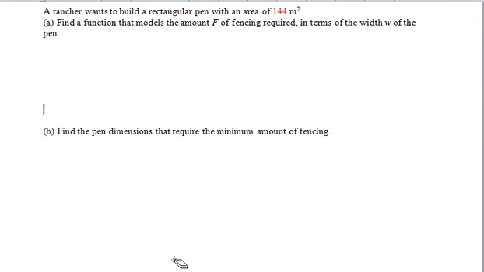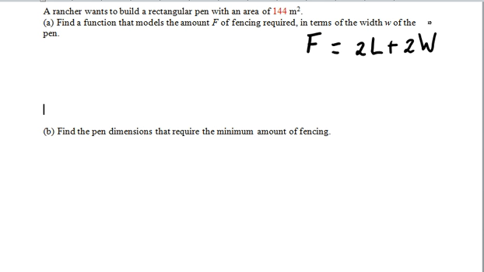Evantia wants to build a rectangular pen with an area of 144 meters squared. We want to find the pen dimensions that require the minimum amount of fencing. So a formula for the fencing is that the fencing equals 2L plus 2W, since the amount of fencing is also the perimeter of the pen.